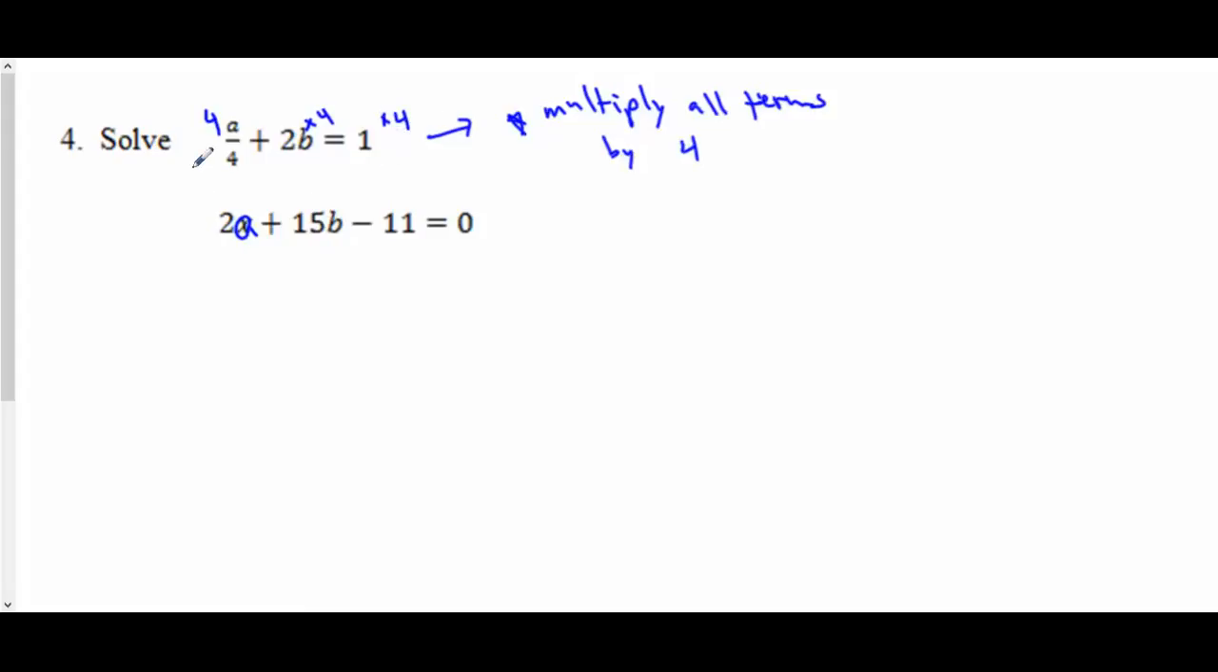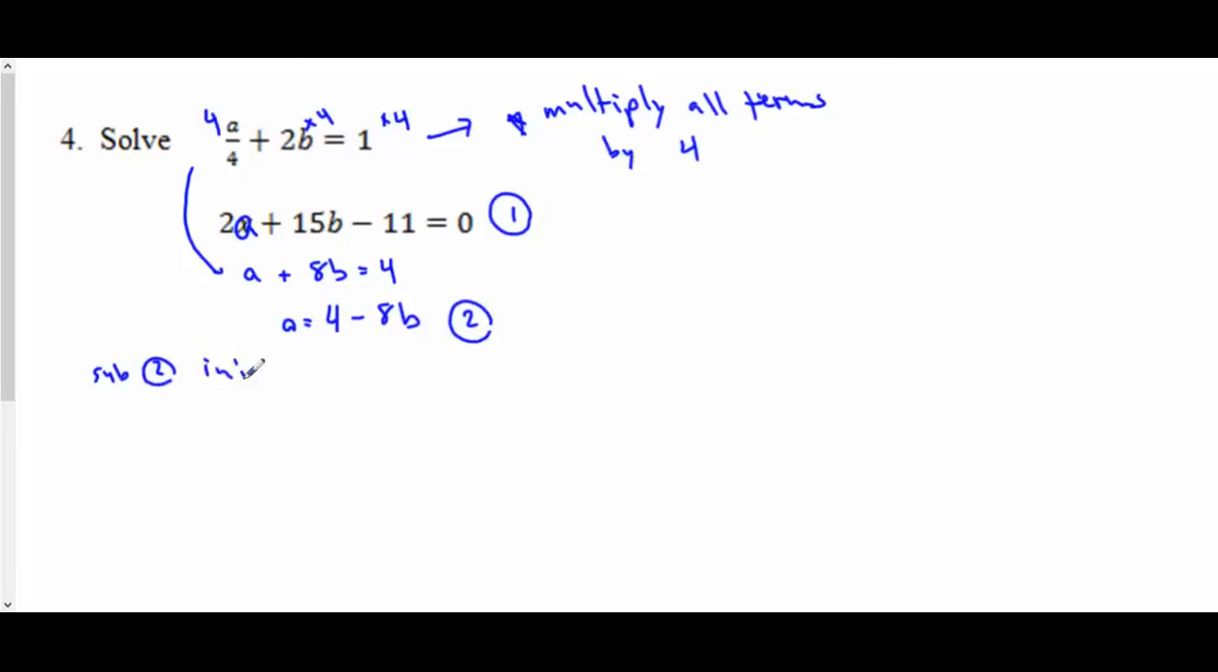Which would leave me with, and I'll write it down here, a plus 8b equals 4. I can rearrange that so that I have a equals 4 minus 8b. So let's call this equation 1, and the one I just made equation 2, and then I can sub 2 into 1. From here, the rest of the question should be pretty straightforward.